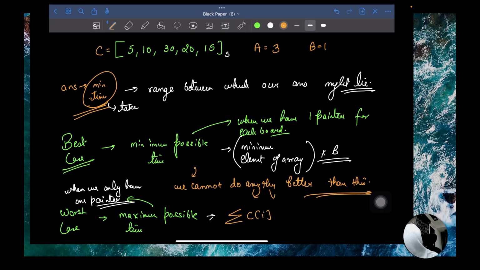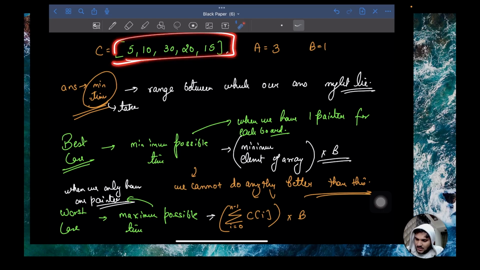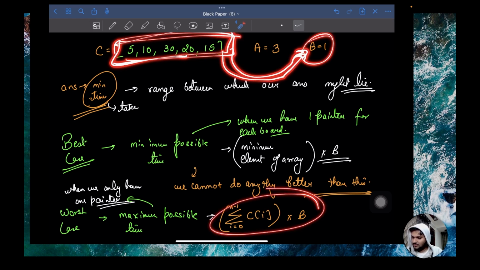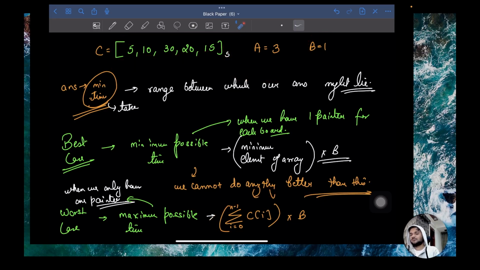C of I, starts from 0 to n minus 1, multiplied by B. Why? Because the total units of board that are expected to be painted is what? Sum of these board lengths, and to paint 1 unit of board you need B units of time. So to paint all of these boards you need the sum of all of them multiplied by B units of time. This is the maximum possible time that you can get. Can I say that?